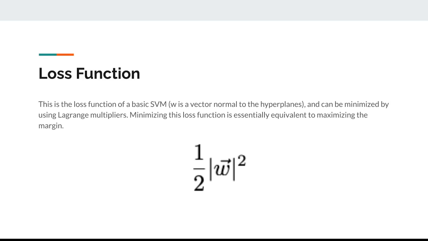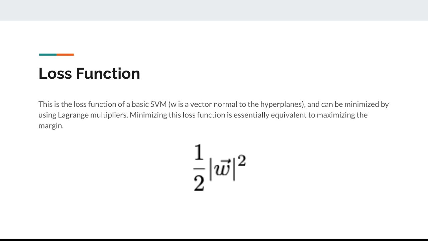But this 1/2 times the magnitude of the vector w squared is the loss function of a basic SVM, with the w being a vector normal to the hyperplanes, and it can be minimized using Lagrange multipliers. And again, if you want to go more into that, you can look at the lecture, or you can just search it up.